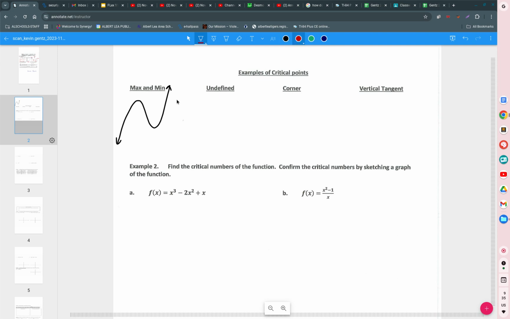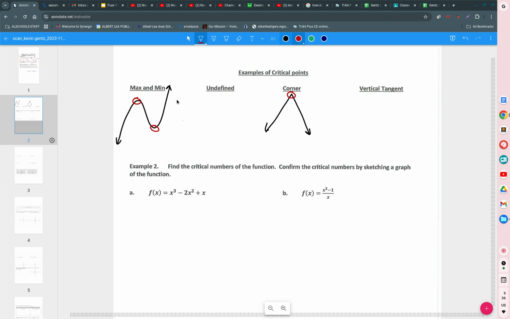If we have that type of shape, we say that this is a critical point because the derivative is equal to 0. And notice that we have a local maximum and a local minimum at that spot. Everybody good with that? If you have a graph that has a corner, like an absolute value function, we could say that the derivative does not exist at that spot. And that is a critical point.